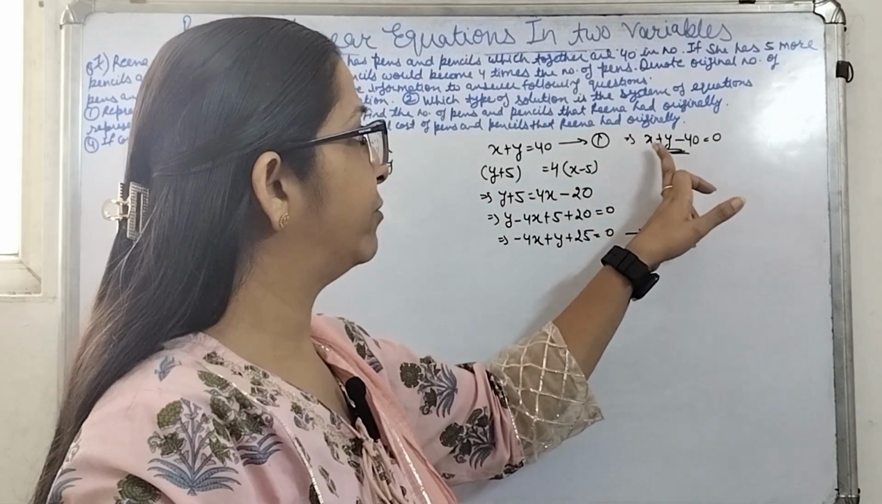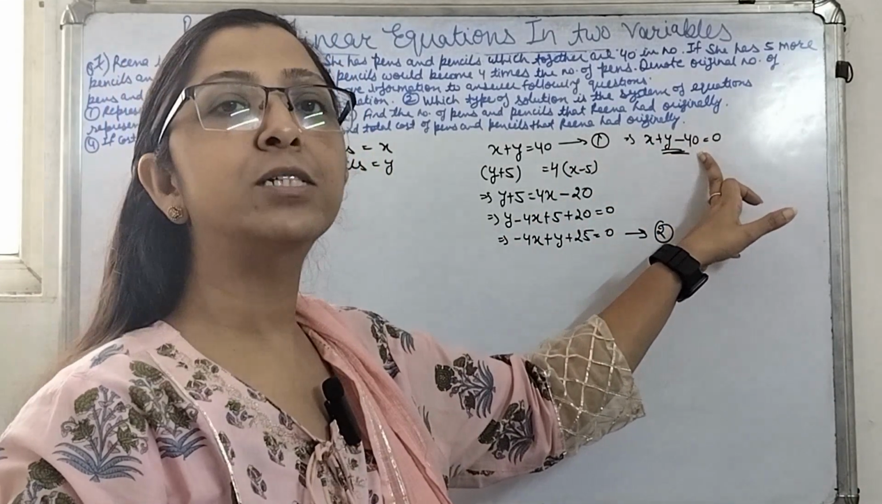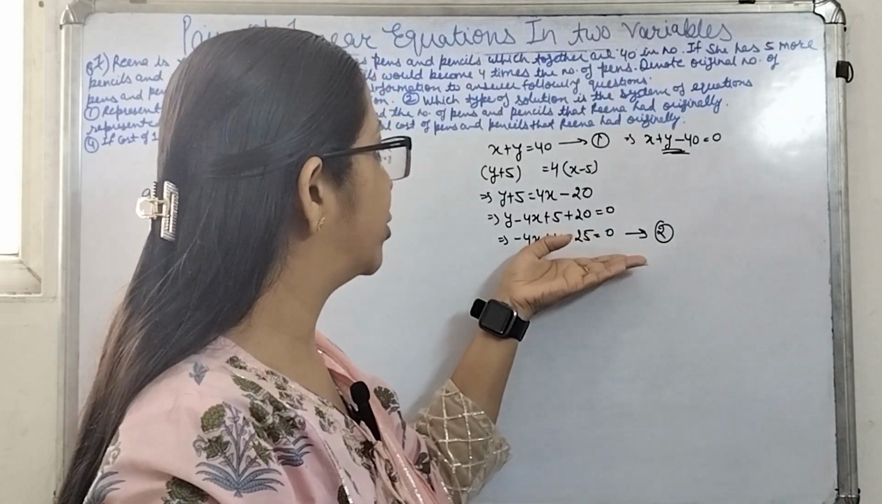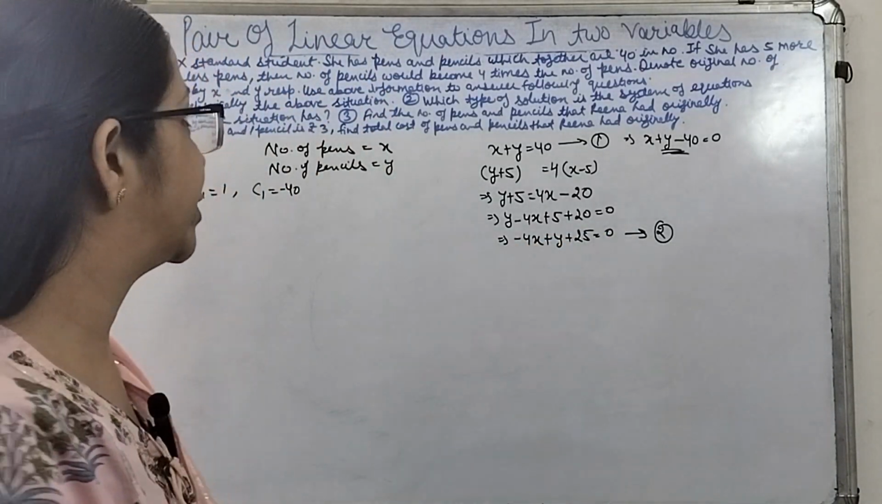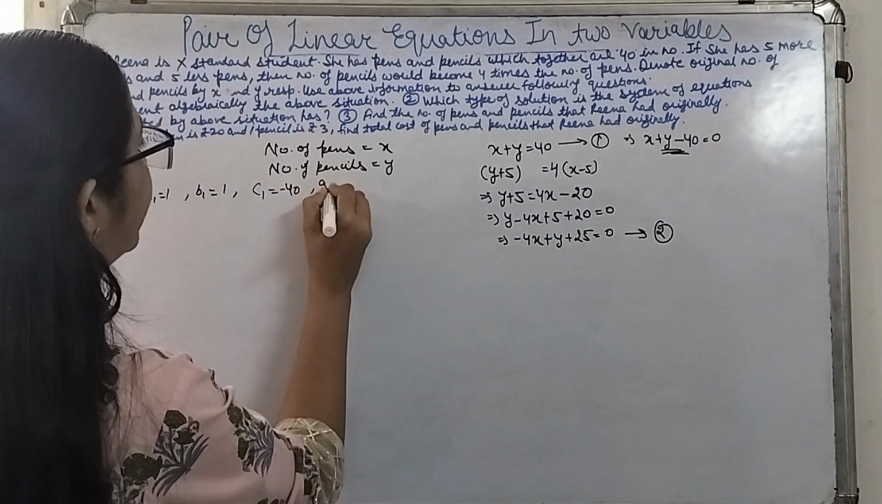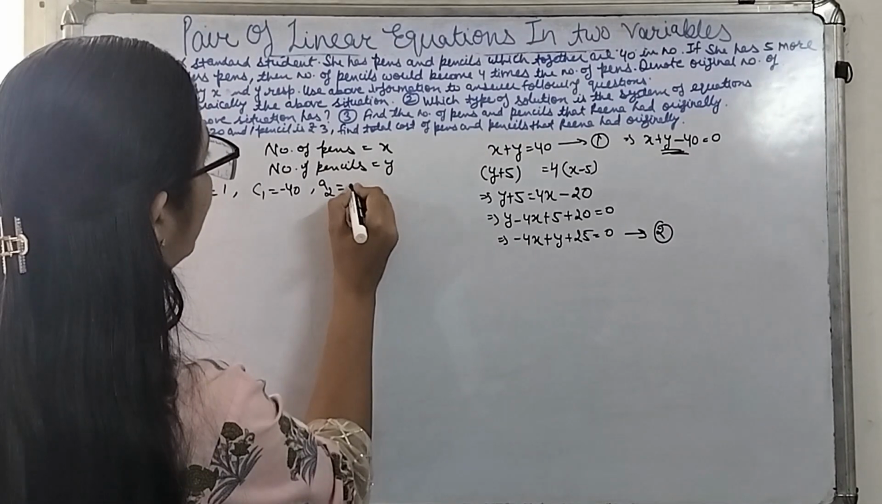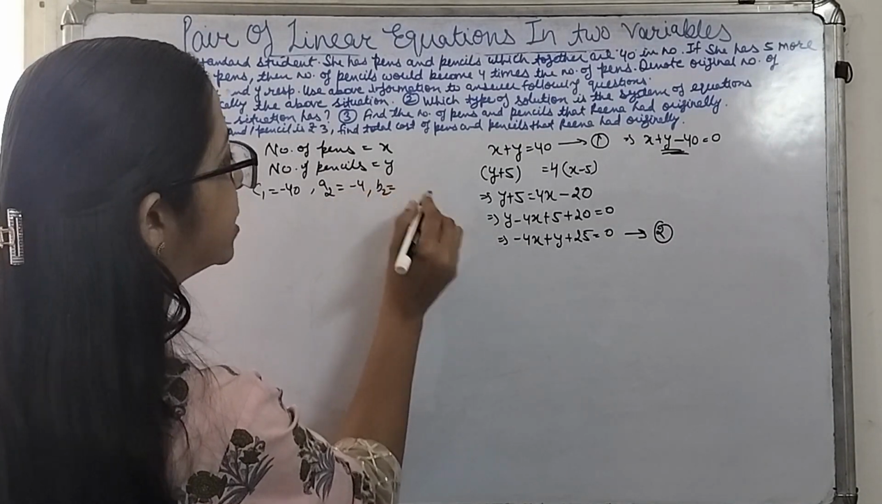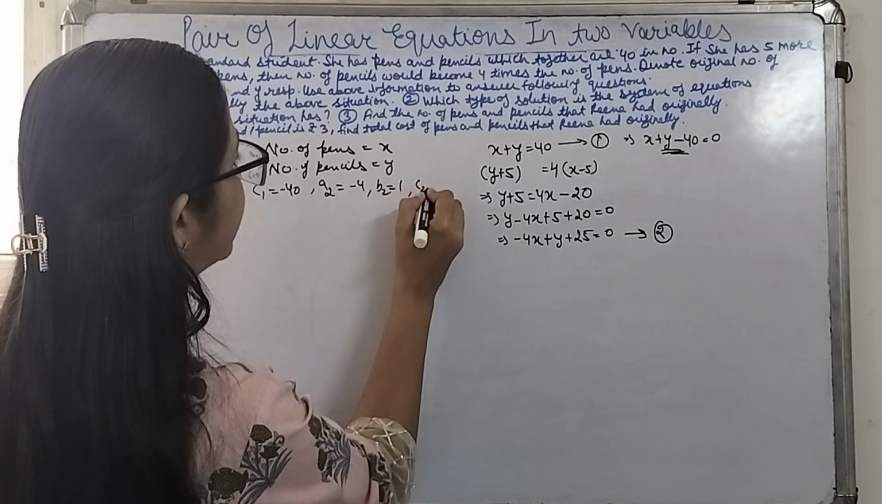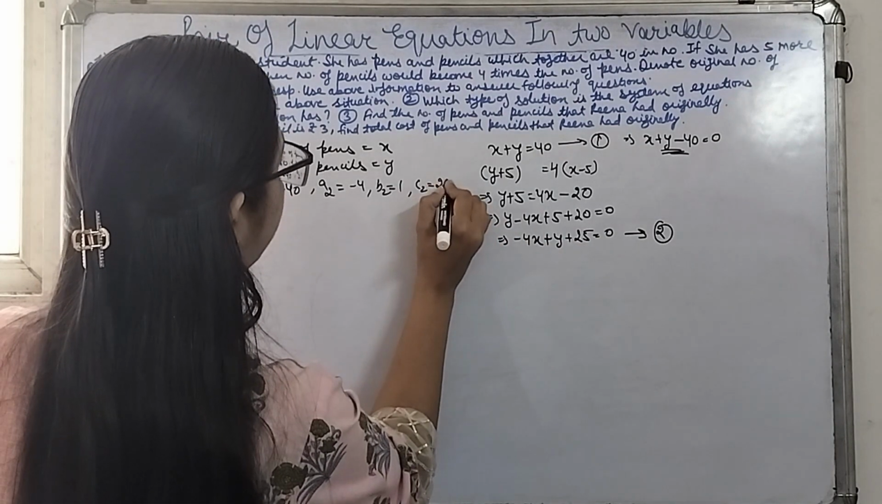Value of A1 is 1, value of B1 is 1, and value of C1 is minus 40. Now, if we compare this with the standard form of the equation, we will get the value of A2 as minus 4, value of B2 as 1, and value of C2 as plus 25.